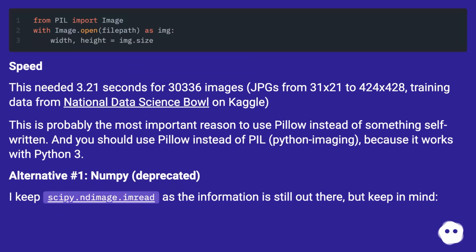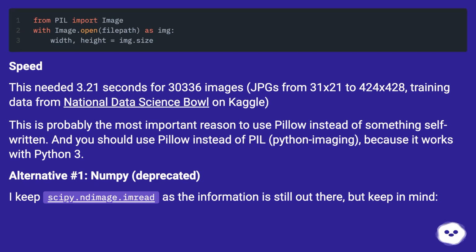Speed. This needed 3.21 seconds for 30,336 images, JPGs from 31 by 21 to 424 by 428, training data from the National Data Science Bowl on Kaggle. This is probably the most important reason to use Pillow instead of something self-written. And you should use Pillow instead of PIL, Python Imaging Library, because it works with Python 3.